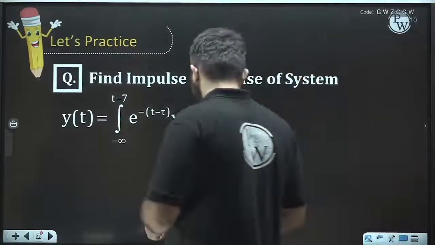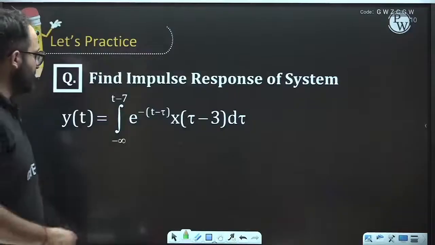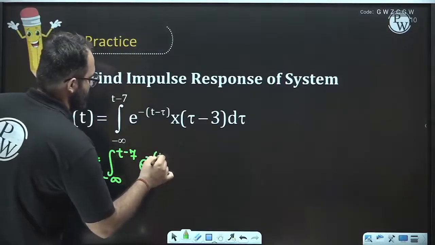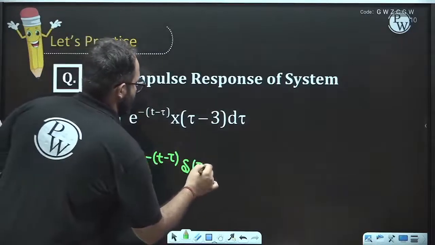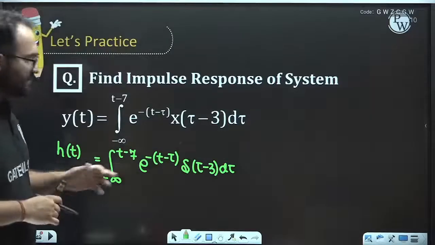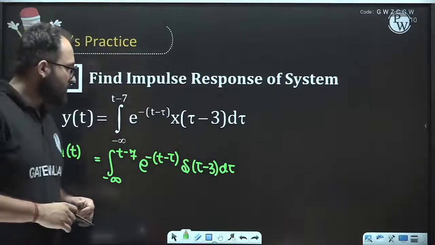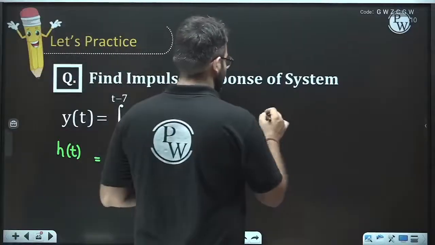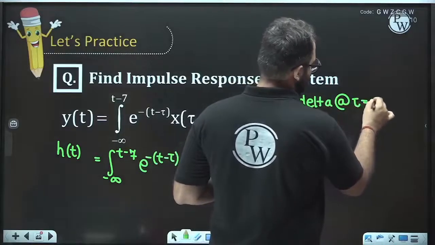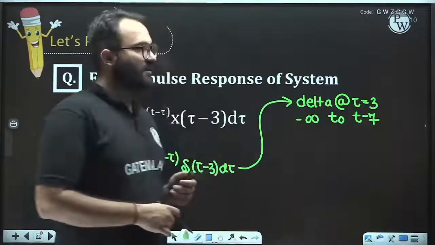Similar question here. We have to find out the impulse response of the system. We simply replace x by delta here, integrating from minus infinity to t minus 7. This is your h of t, the impulse response. Now we can see that the delta is located at t equal to 3. The location of delta is at tau equal to 3. We are integrating from minus infinity to t minus 7.